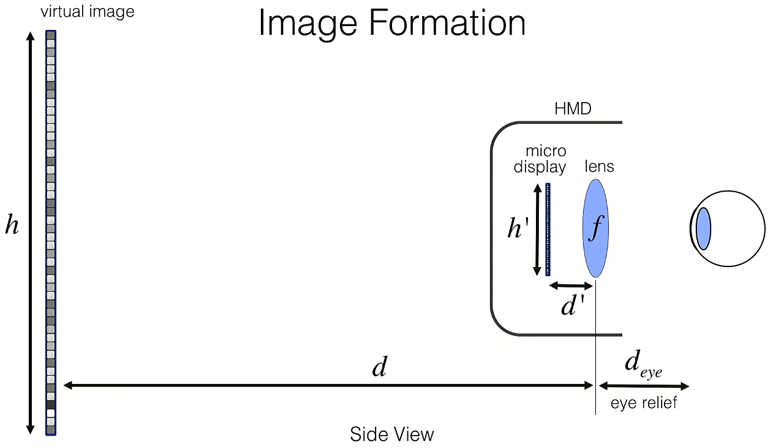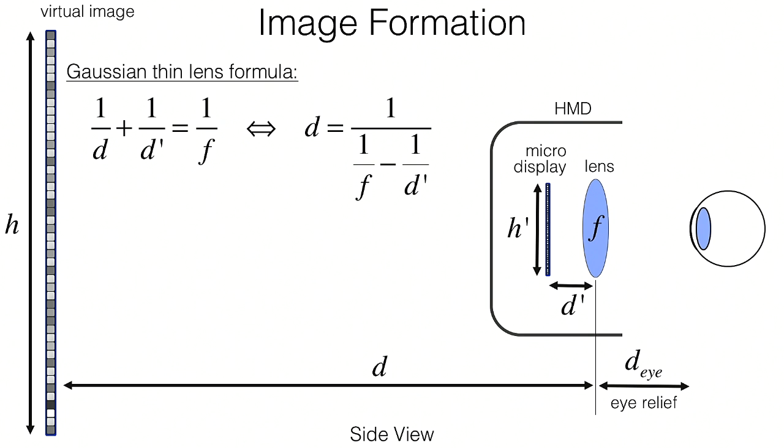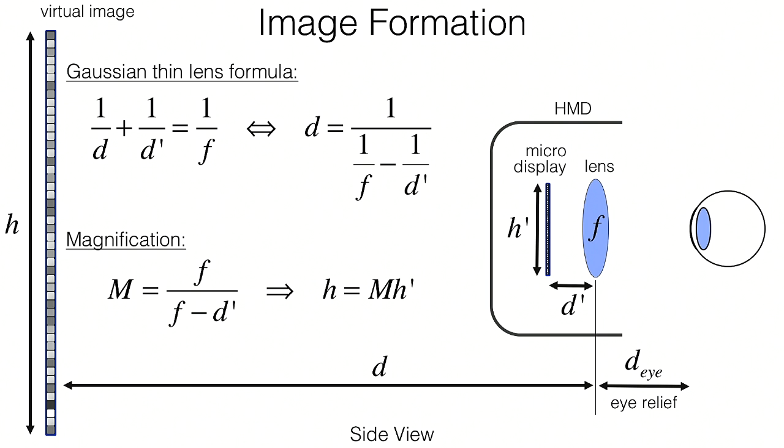These two parameters are actually pretty simply defined using the Gaussian thin lens formula. If we assume that the lens we're using can be modeled approximately as a thin lens, we can use this relatively simple equation to determine the distance to the virtual image from the physical parameters of the display that we have. The size of the virtual image h is defined by a magnification factor, which is again related to this Gaussian thin lens formula.